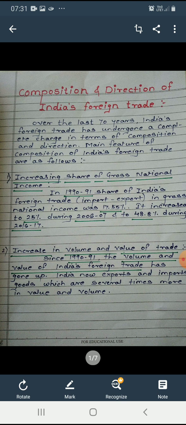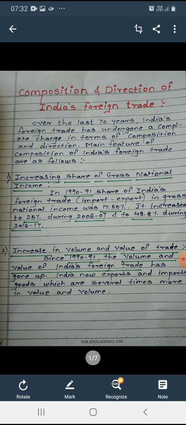When the government introduced the new economic policy in the year 91, in the same year the share of India's foreign trade in gross national income was only 17.55%. But after 91, the share of foreign trade to national income increased to 25% during 2006-7 and to 48.8% during 2016-17.